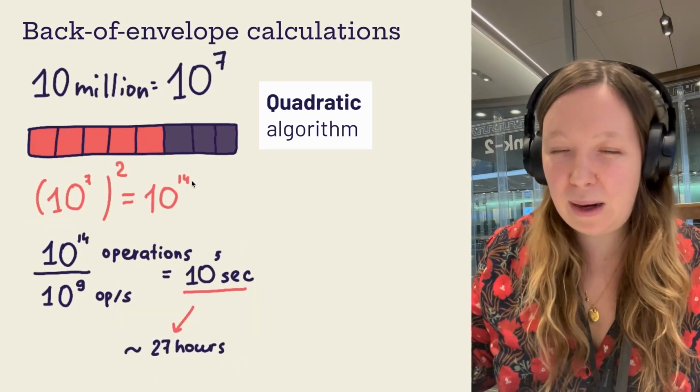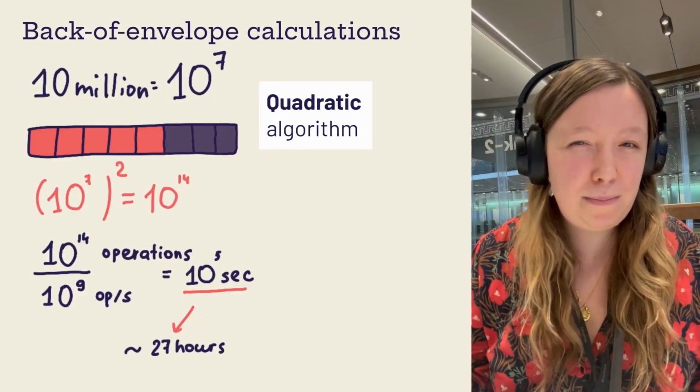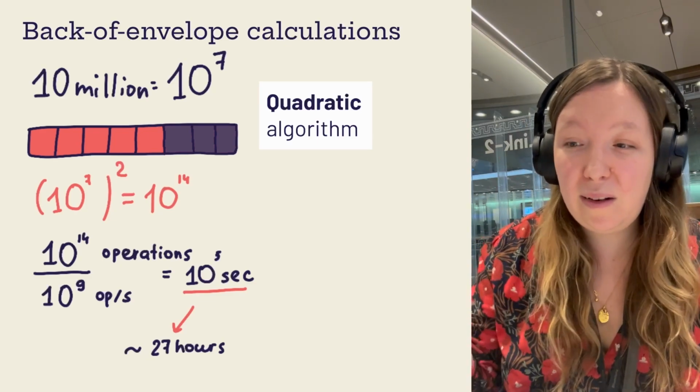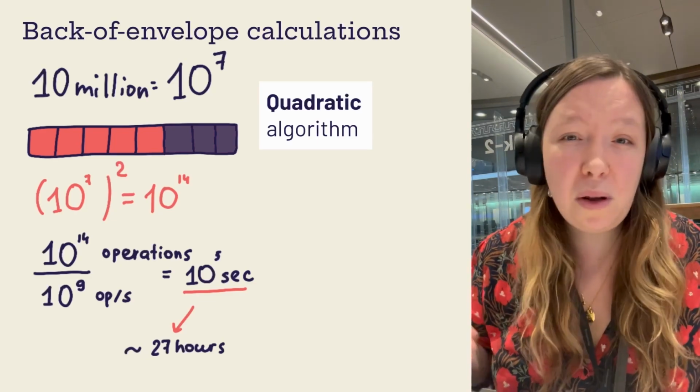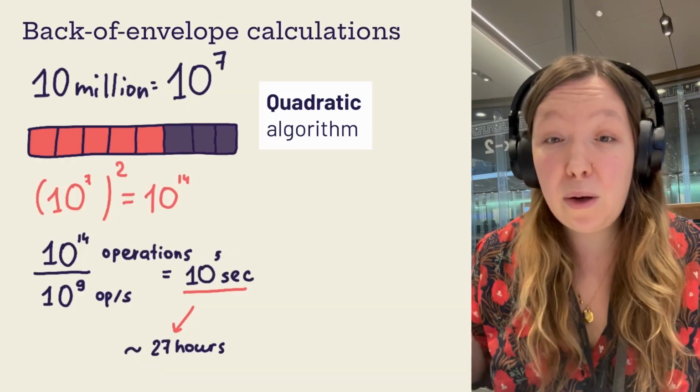Imagine you have an array of 10 million numbers. That's a pretty big array, right? And you developed a quadratic algorithm to deal with that. How long would it run? Is it a good algorithm? Is it bad? We could estimate.